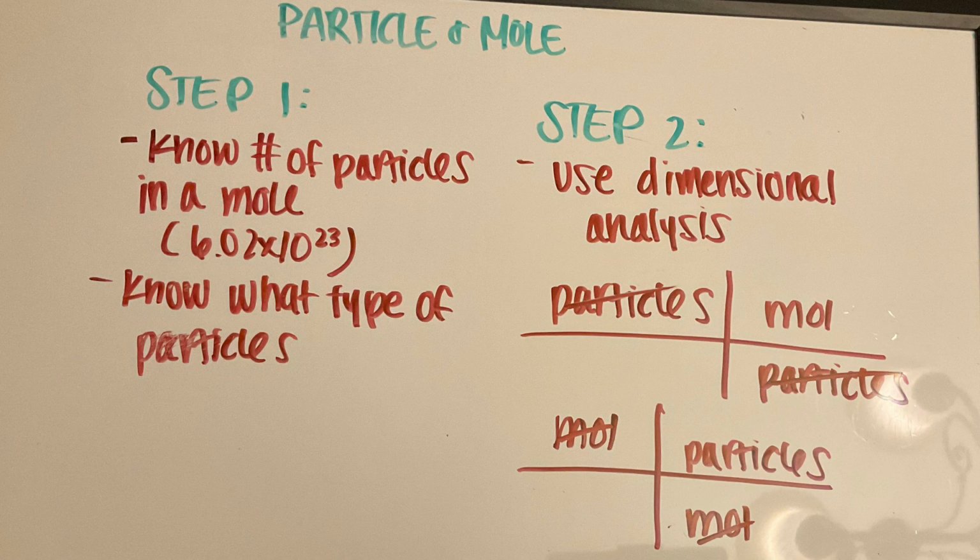This type of conversion also has 2 basic steps, just like mass and mole conversions. Step 1 is to know how many particles are in a mole of a substance and what type of particle you are solving for. Step 2, you must use dimensional analysis to solve the problem, either going from particles to moles or moles to particles.